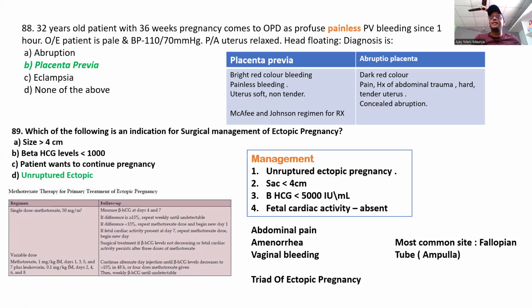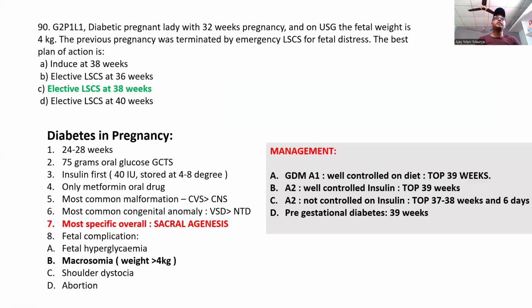The most common site is the ampulla of the fallopian tube. The triad is abdominal pain, amenorrhea, and vaginal bleeding. The drug of choice is methotrexate 50 milligrams.